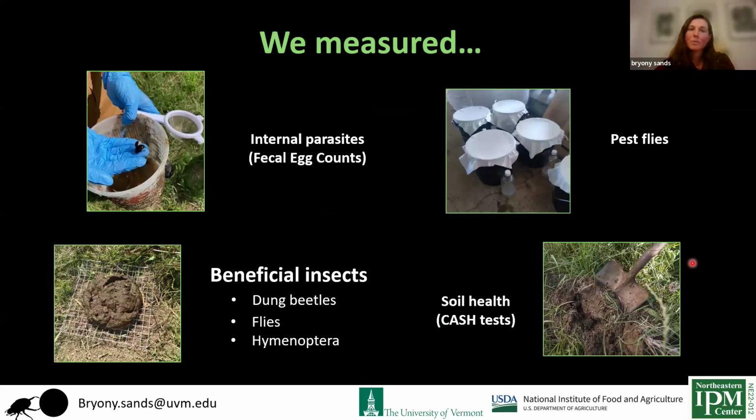And on those farms, we measured internal parasites. So we did fecal egg counting on the manure samples from the herd. We looked at pest flies. I won't talk about that today, though. We also looked at soil health outcomes using Cornell soil health analysis. And then we monitored beneficial insects such as dung beetles as well.